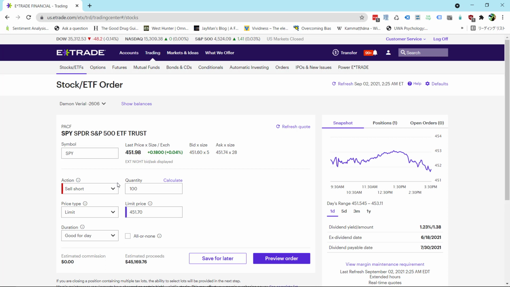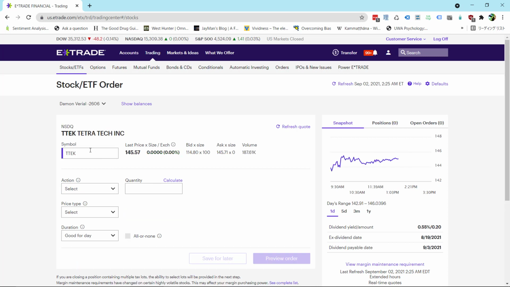Now, this limit price is going to be really important when you trade something that's less liquid. So we'll look at T-Tech here, which is a very illiquid stock. We're going to do the same thing, sell short, 100 quantity, and limit. Now look at this bid and ask spread. That's a huge bid to ask spread. No one wants to sell this stuff. So you're going to see this huge spread.